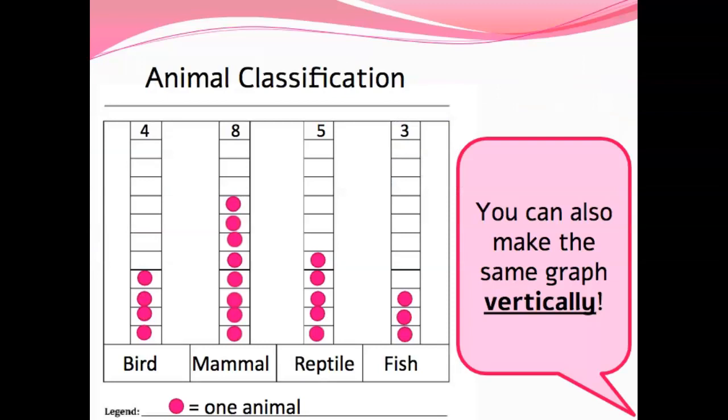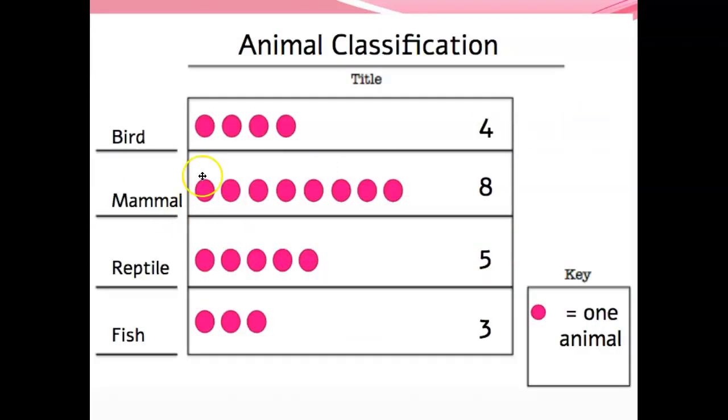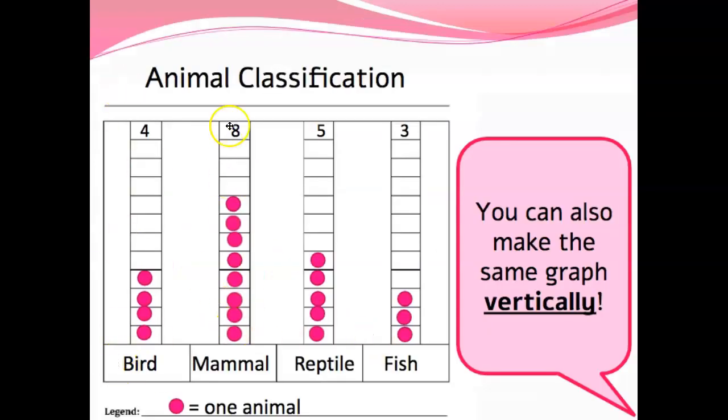Okay. I also want to point out that you can also make this graph vertically. So before we made it in rows, but if you'd like, you can also make the graphs using columns. It doesn't matter as long as you have the category at the bottom or on the side. You have a legend, a title, and your numbers. So as long as you have all parts of a picture graph, you can make it going up and down or side to side. All right, that's all for today.